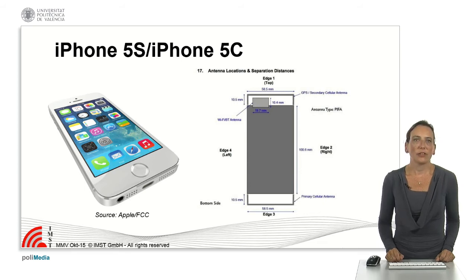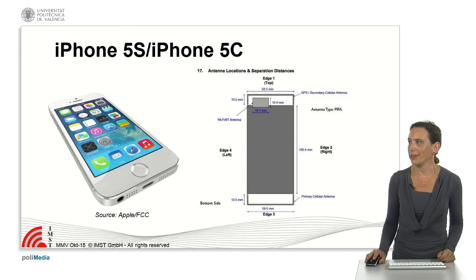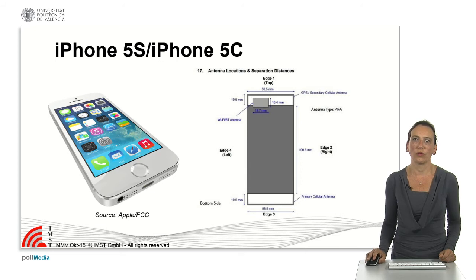If we take a look at the iPhone 5, for example, we see that they have other kinds of antennas, but the placement is very similar. The primary cellular antenna is a PIFA antenna on the bottom. We have the GPS antenna, also based on the PIFA concept, on the top, and it acts at the same time as a secondary cellular antenna. And we have the Wi-Fi and Bluetooth antenna also on the top of the device.